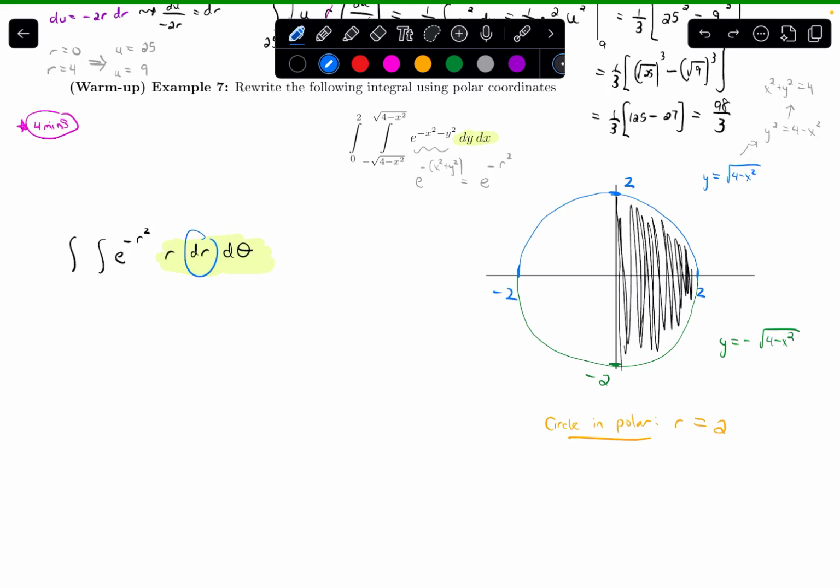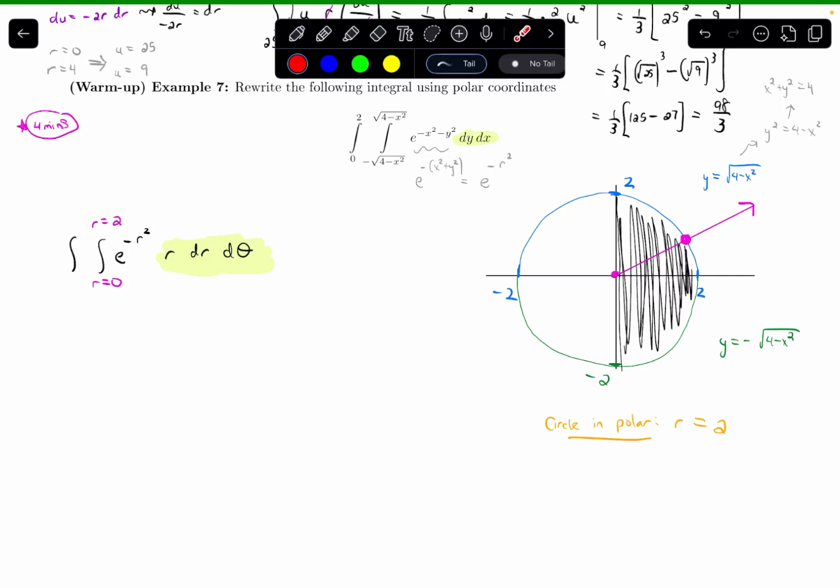So the inner integral is based on dr. To find those limits, I draw a line radially outward from the origin. Where does it enter the region? Well, it enters the region right away, and at that point r is 0, because our distance from the origin is 0. And then it exits the region here, which is on the curve r equals 2. That's my upper limit of integration.